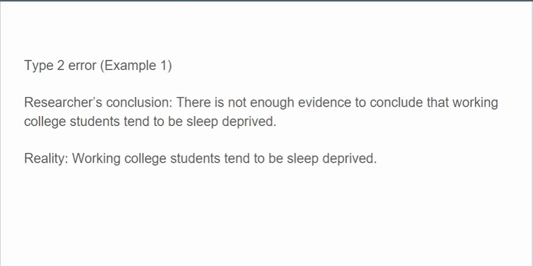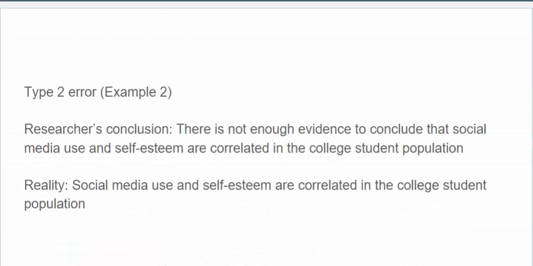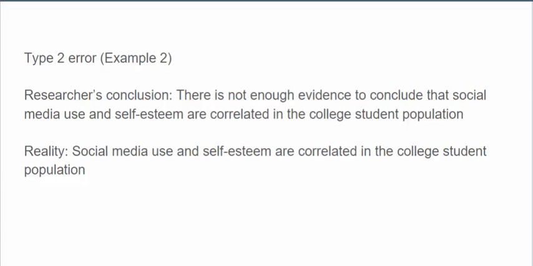Here's another example of type 2 error. Let's imagine that a person says, based on my data, there isn't enough evidence to conclude that social media use and self-esteem are correlated. But in reality, let's say that they are actually correlated. Well, that would be a type 2 error because something is true and the data simply failed to show it.